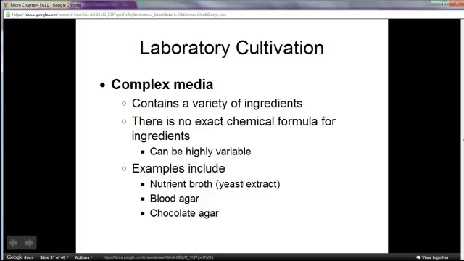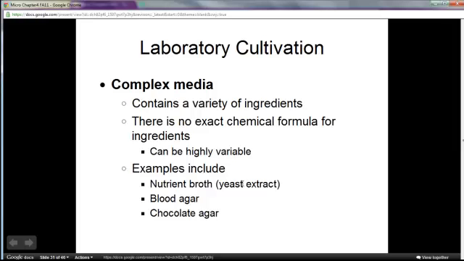be used. And we'll start with complex media, which incorporate probably the majority of media types on Earth, or that are used in the laboratory, I should say. So what makes a medium complex? Well, it's all about the ingredients, and more specifically, at least one ingredient in the recipe in which there is no exact chemical formula.